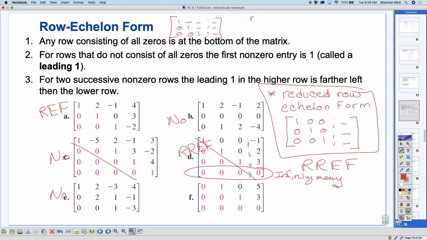Yes. So if it's like that on the bottom, 0, 0, 0, 0, the whole thing is just infinitely many. Yes. That's all it is. But then we'll do more steps. Okay. What about this one?